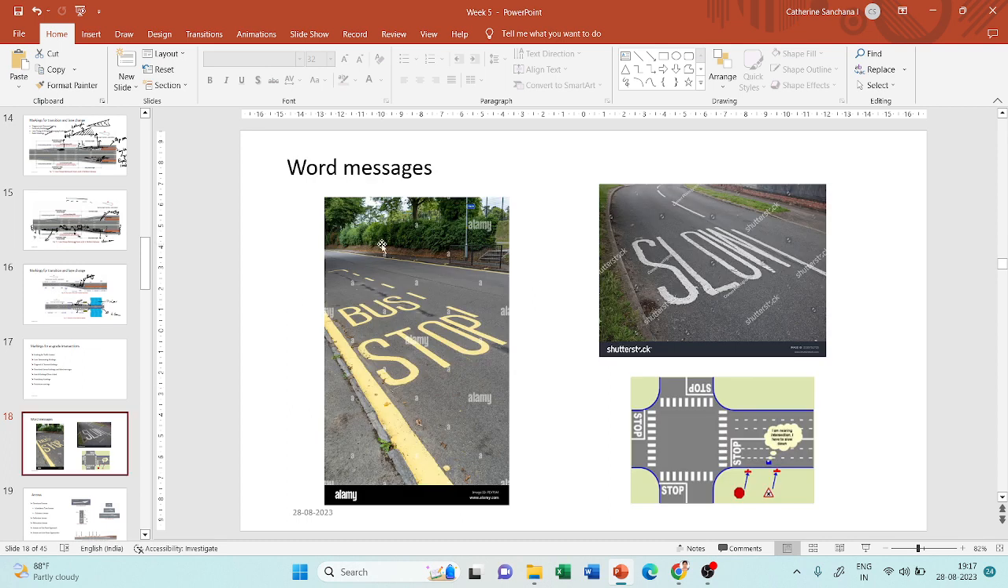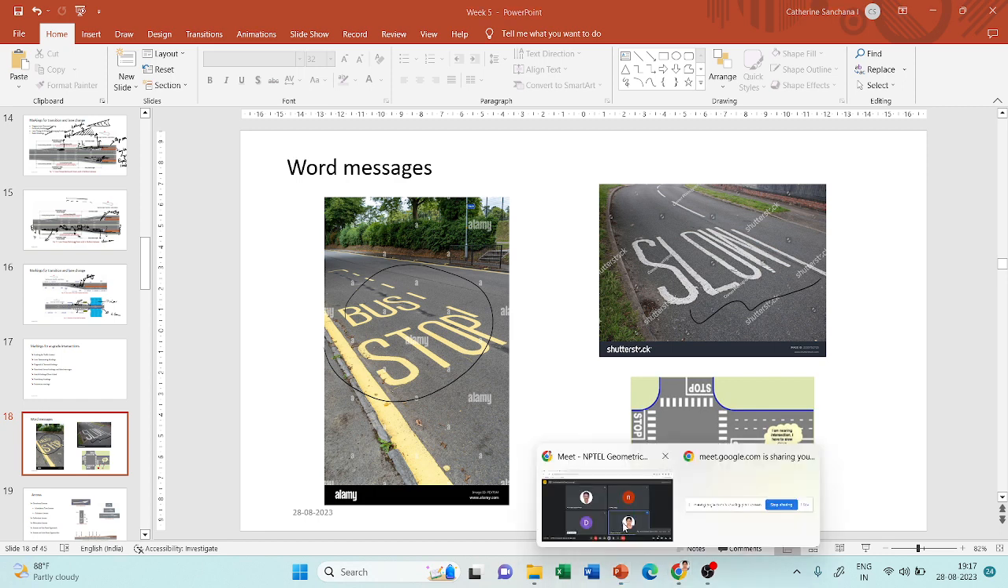Now moving on to word messages. So what are word messages? It is straightforward. Wordings that are written on the road are word messages. And what work do they do? They can either guide you or warn you or regulate the traffic. So stopping is warning you. Oh no, sorry. Stopping is to regulate the traffic. It is a strict action. Slow is warning you. Bus stop is giving you some information. So they serve such purposes.